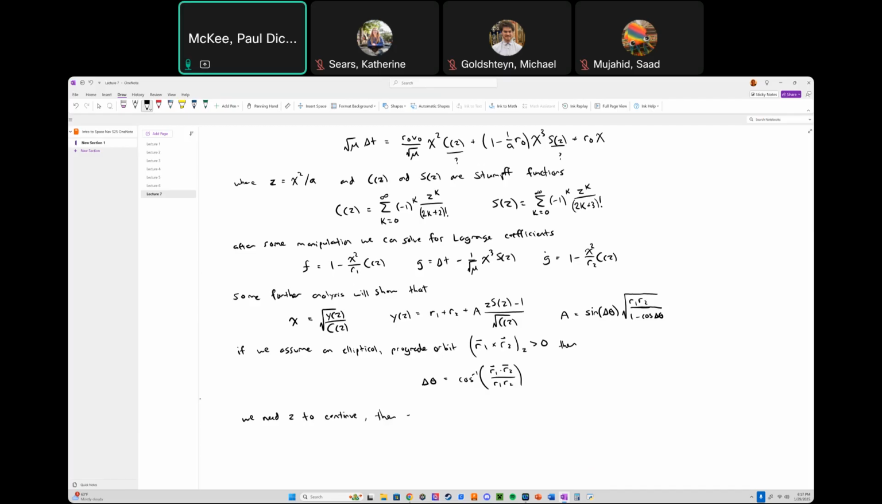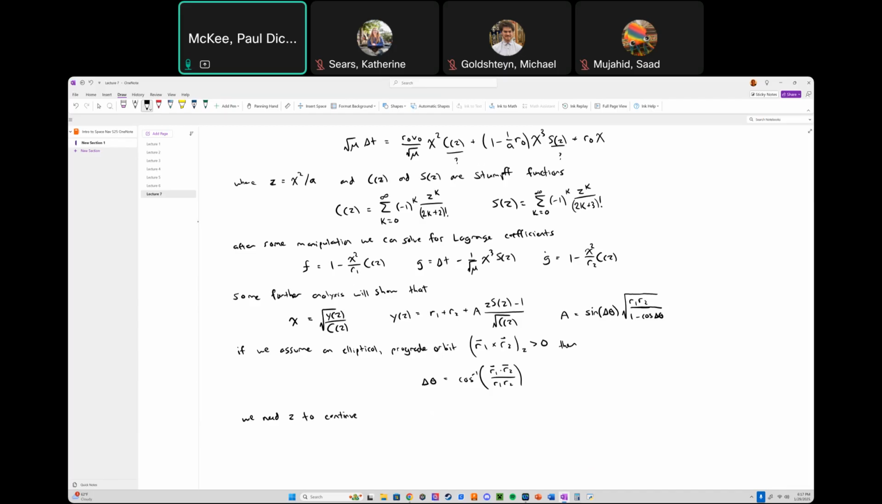Then everything will fall like dominoes. You know what? I don't need to write that. We can just say that verbally. So hopefully that makes some sense. Delta theta is some function of R1 and R2. If we know delta theta, we can find A. If we know A, we can find Y of Z. Well, not exactly. We still need Z. That's the big question that remains.